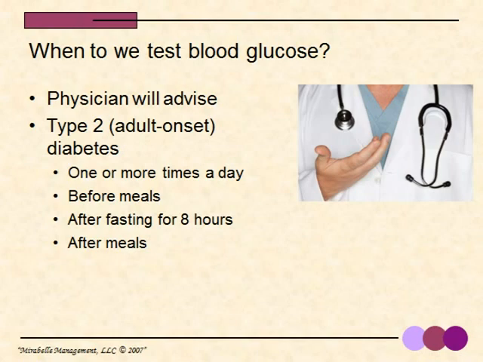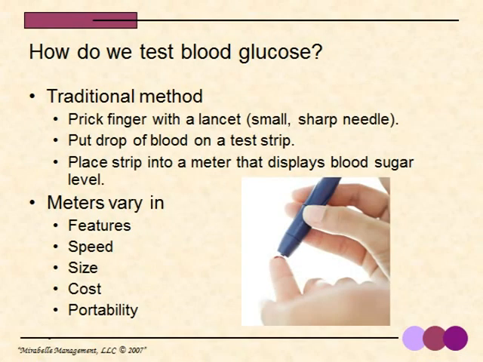Blood glucose testing is the traditional method, which involves pricking the finger with a lancet. A lancet is a small, sharp needle. Once you prick the finger, you place a drop of blood onto a test strip and then place the strip into a meter that will display the blood sugar level.